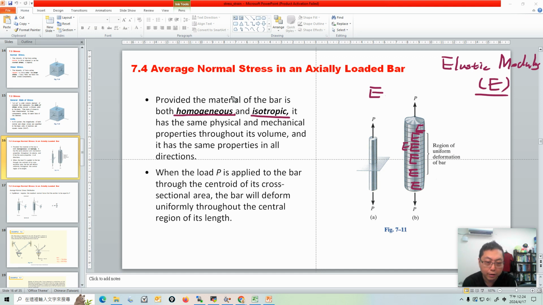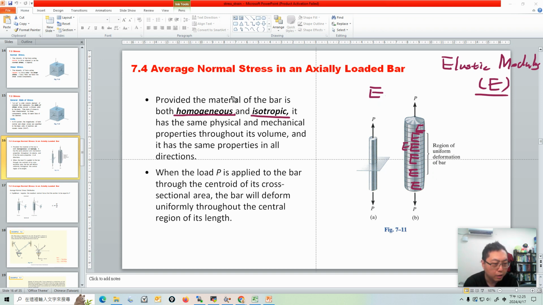All we can do is minimize the defects and impurities to make the material close to homogeneous and isotropic. But in our calculations in this course, we just assume the material is homogeneous and isotropic. That's easy for calculation, but it's a little different from the real world.